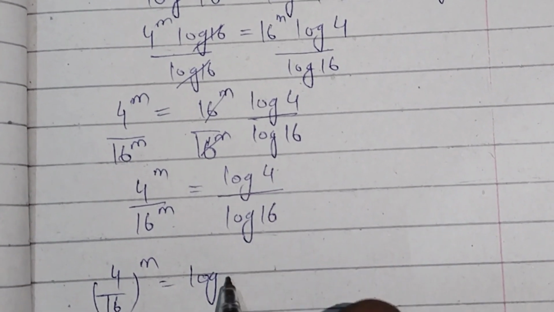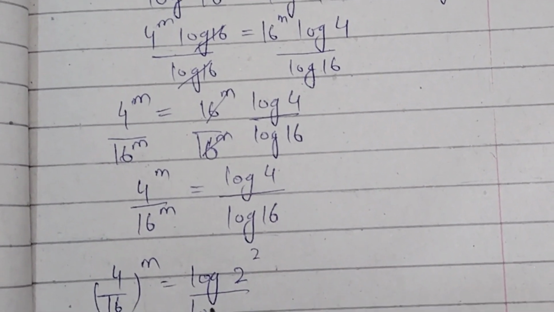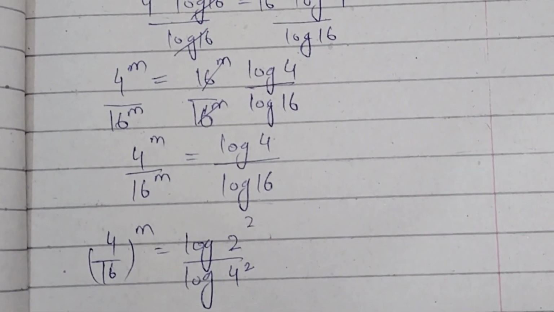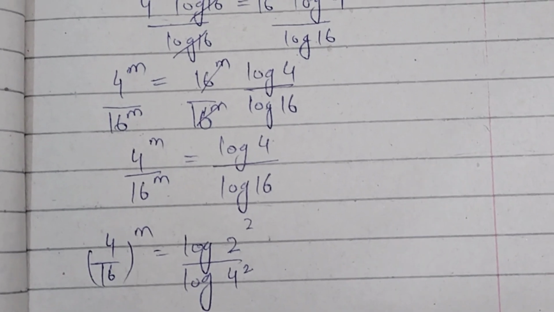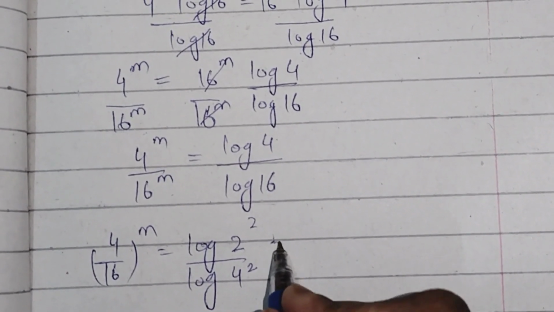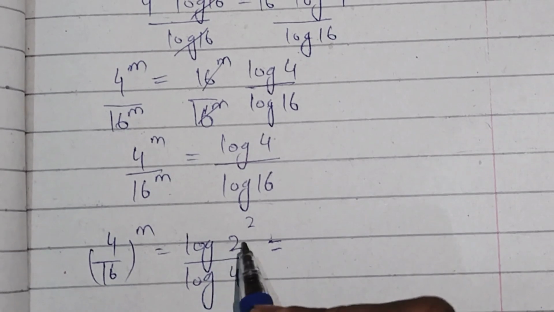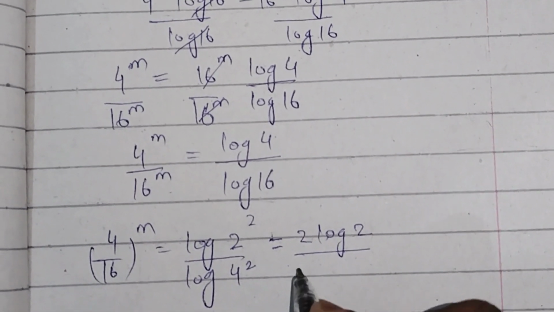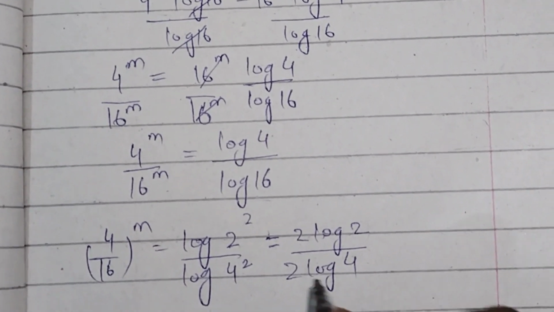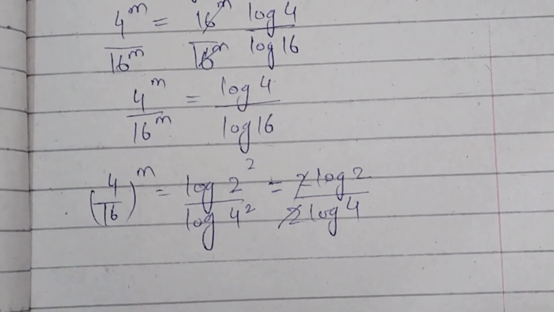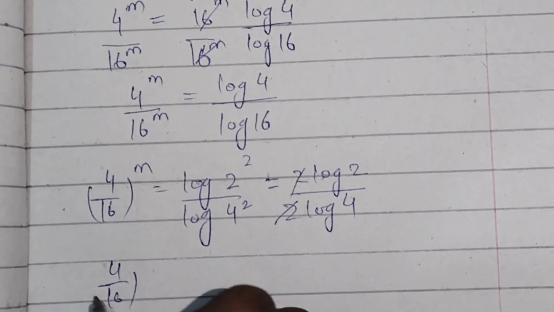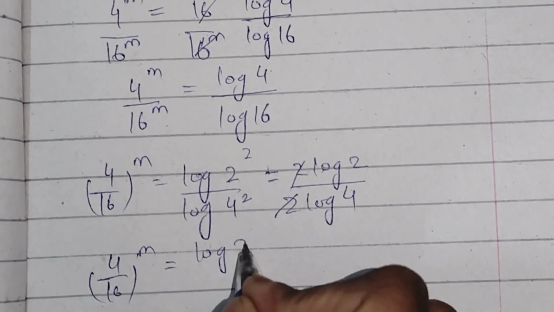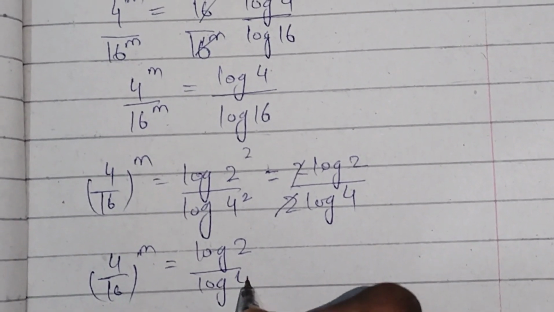and this log of 4 can be written as log of 2 square, and this 16 can be written as 4 square. And this can be written as, log of a power b is b times log of a, 2 times log of 4. 2 cancels with 2, so we are left with 4 by 16 power m equals log of 2 by log of 4.